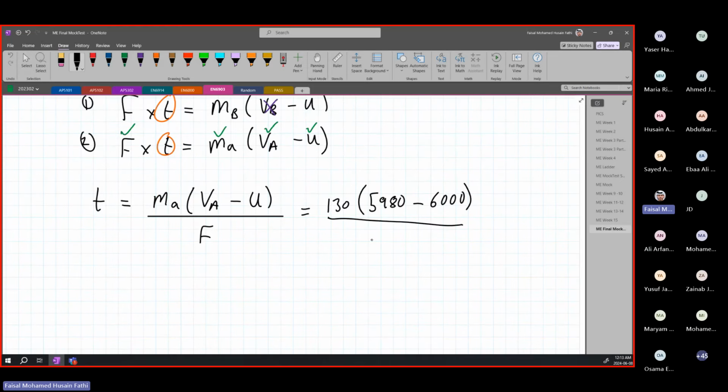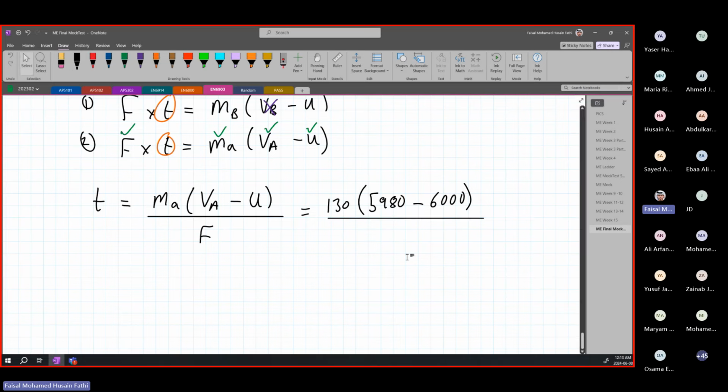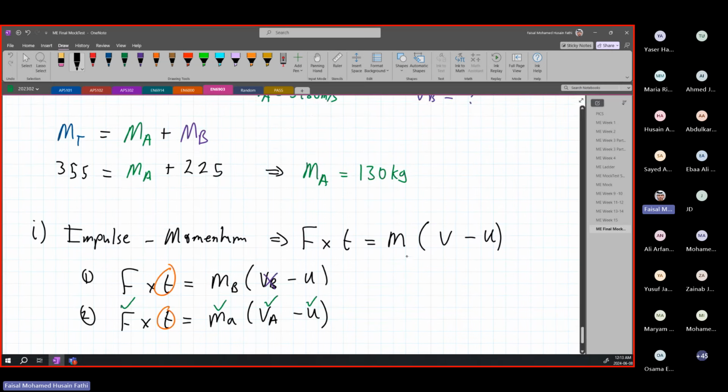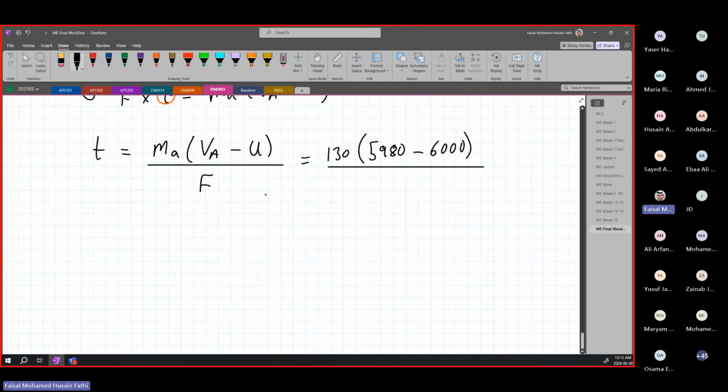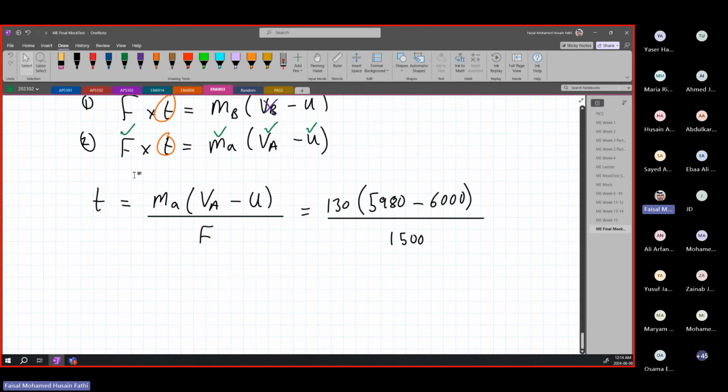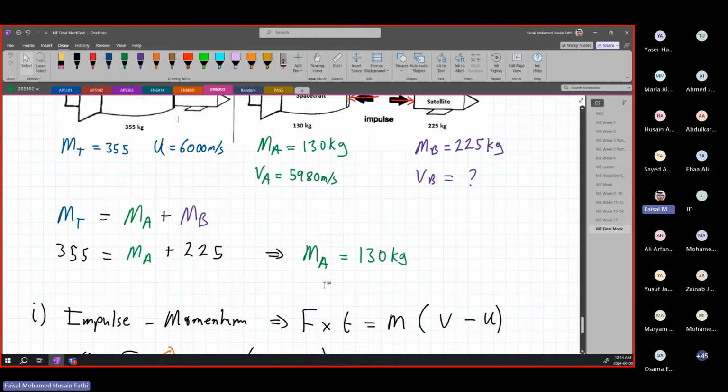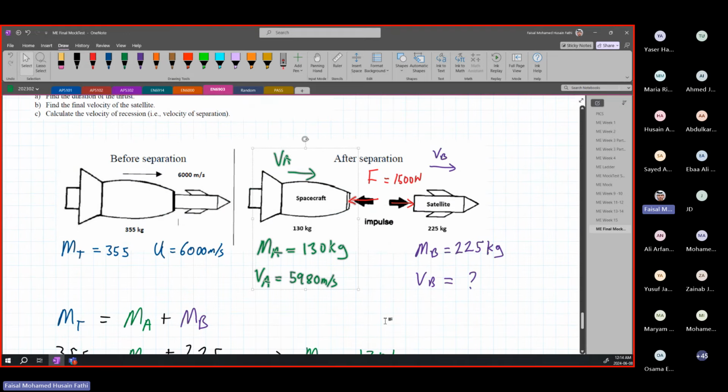Now, remember, we are dealing with vector values, so the magnitude of F is given to us to be the thrust force. So F is equal to 1,500 newtons. All right. So we know that the value of it is 1,500 newtons. However, we are looking at which system? We're looking at the spacecraft system. The force is acting opposite to the direction of the velocity.